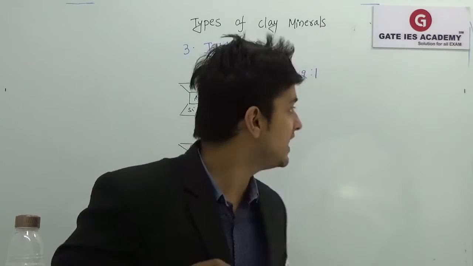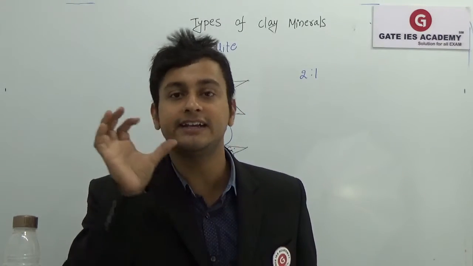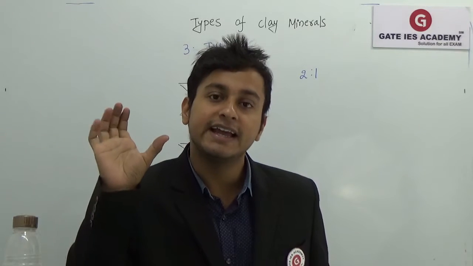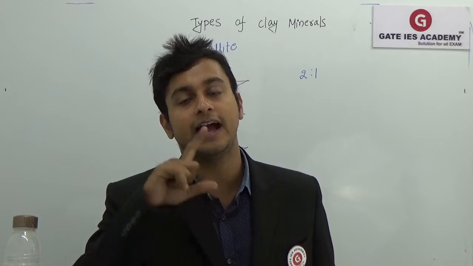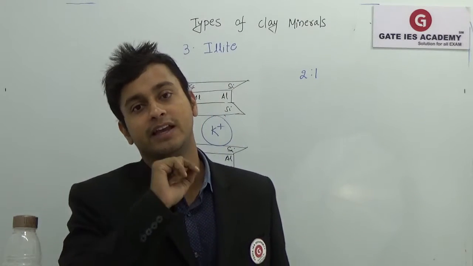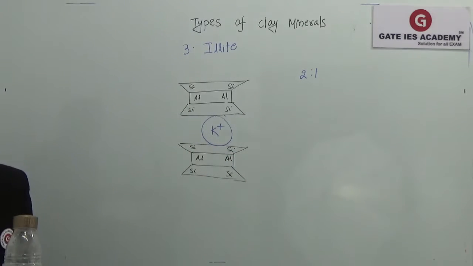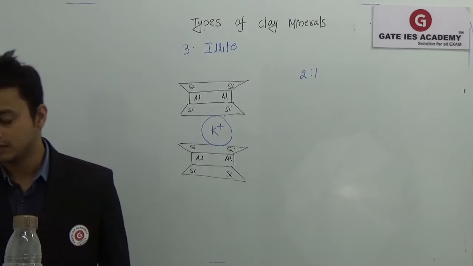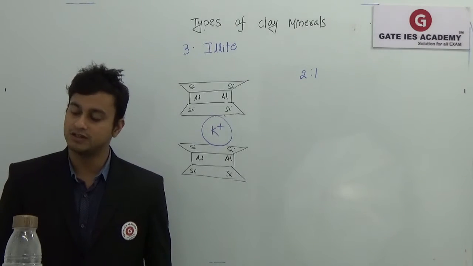So illite has intermediate properties between montmorillonite and kaolinite. It is a 2:1 clay mineral.